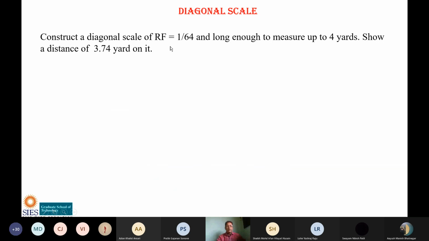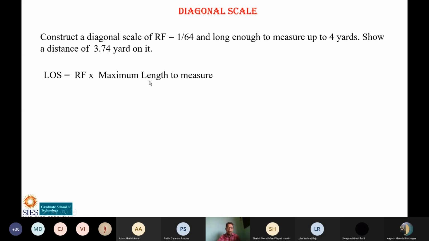Construct a diagonal scale of RF 1 by 64 and long enough to measure up to 4 yard. How long should it be? 4 yard. 1, 2, 3, 4. We should see 4 yard. And how much distance do we have to show here? 3.74 yard means 3 yard, 7 feet, and 4 inches. Yard, feet, and inches. So we'll find the length of the scale.